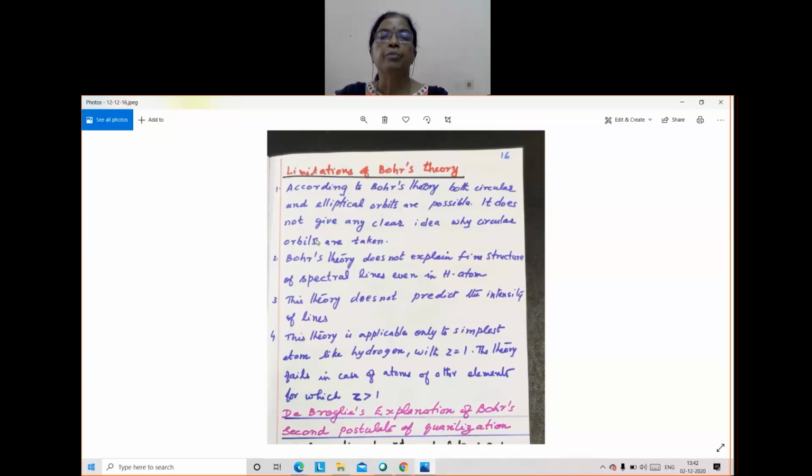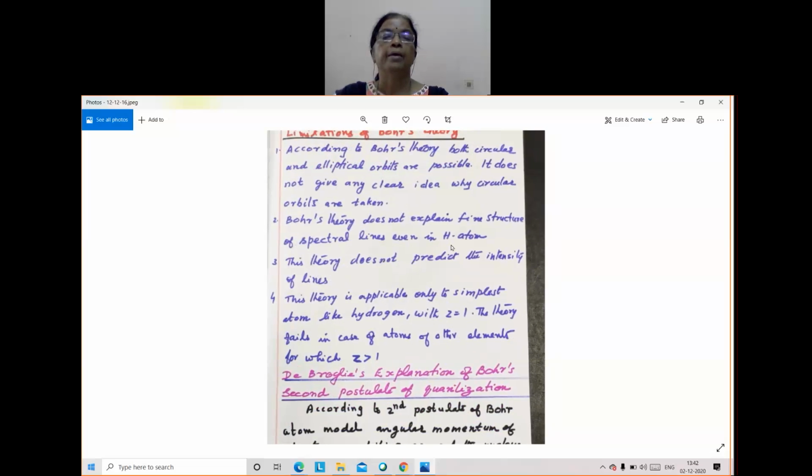According to Bohr theory, both circular and elliptical orbits are possible, but it does not give any clear idea why circular orbits are taken. So there is no explanation for why circular orbits are taken, not the elliptical orbit. So that is all limitation. Then Bohr's theory does not explain fine structure of spectral lines even in hydrogen atom. Then this theory does not predict the intensity of lines. The different intensities are observed, but for that also no explanation is given.